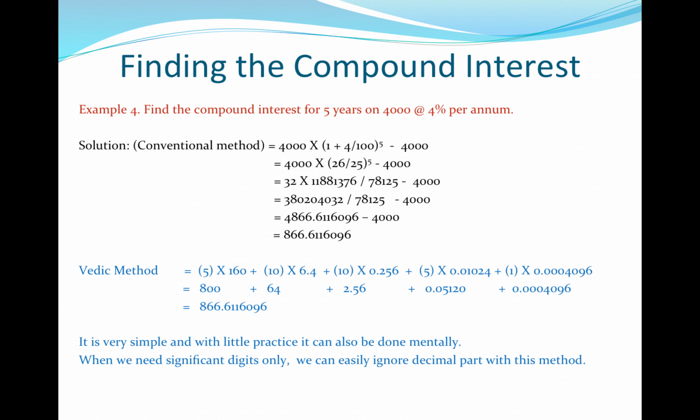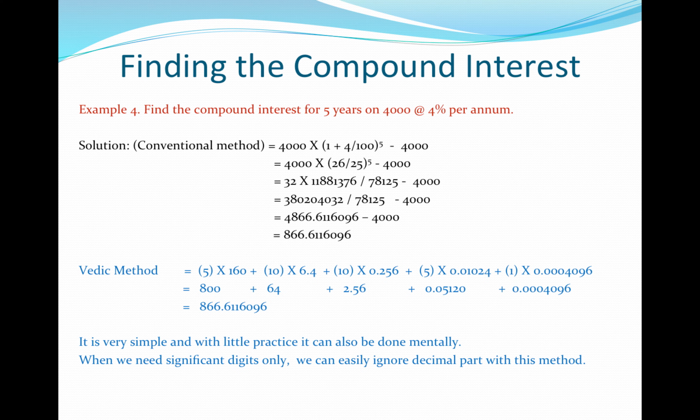4% of 0.256. So 256 multiplied by 4 is 1024, and increasing 2 decimal places, so it is equal to 0.01024. Multiply it by 5, we got 0.05120. Then 4% of 0.1024. So we know that 1024 multiplied by 4 is 4096, and increasing 2 decimal places, we got 0.0004096 multiplied by 1. Now add them up.